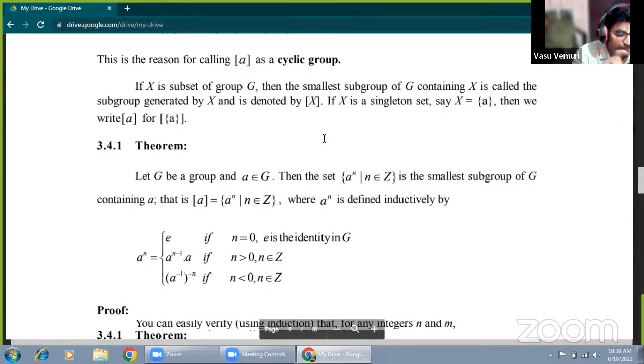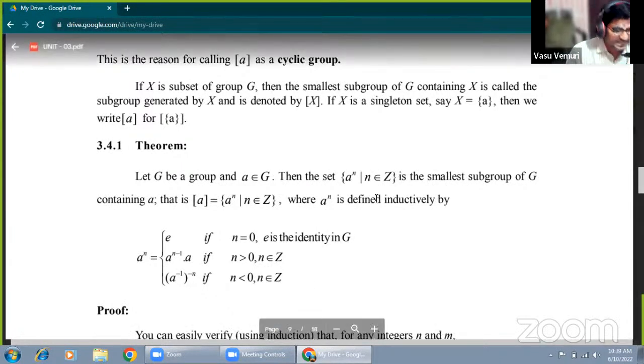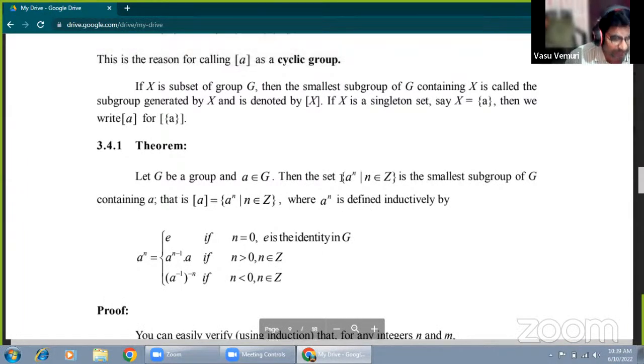This is also one of the important bits. It is very short: 2. That is one of the fill-in-the-blank questions. How many generators are there in an infinite cyclic group? There are 2 generators. For a finite cyclic group it depends on the order. Suppose G under multiplication is a cyclic group of order n. Then there are phi of n generators in the cyclic group. That is also important.